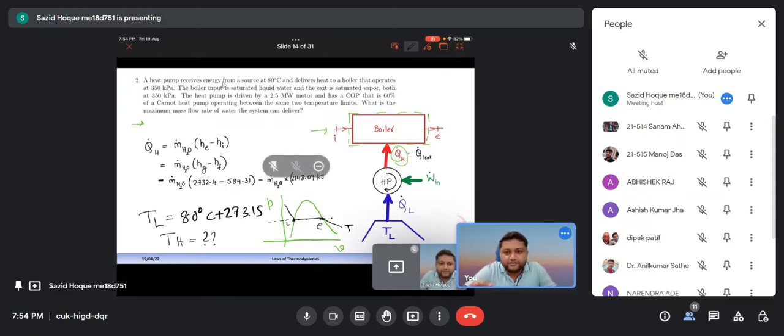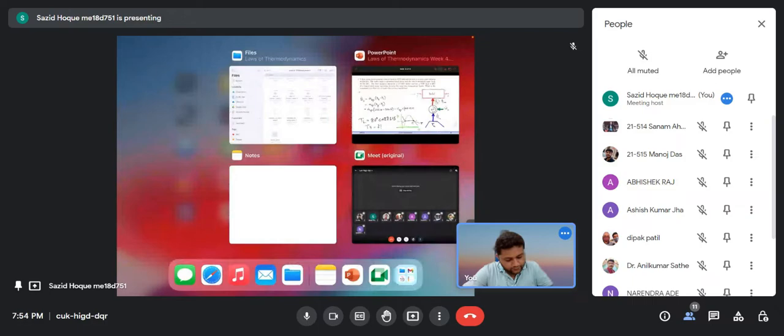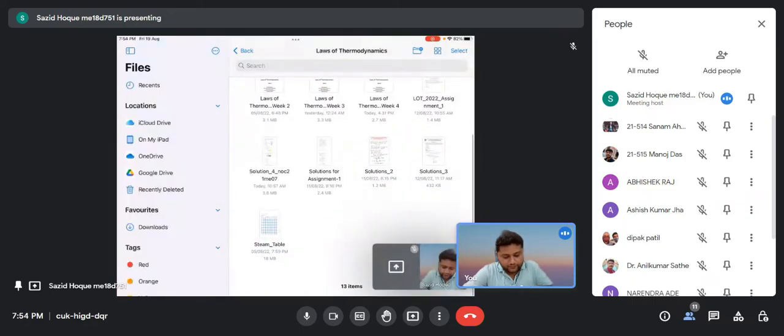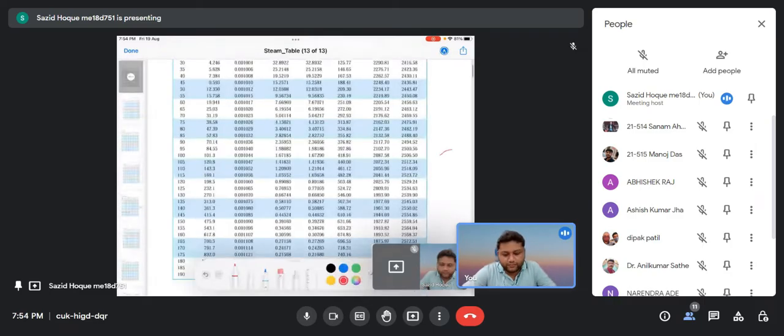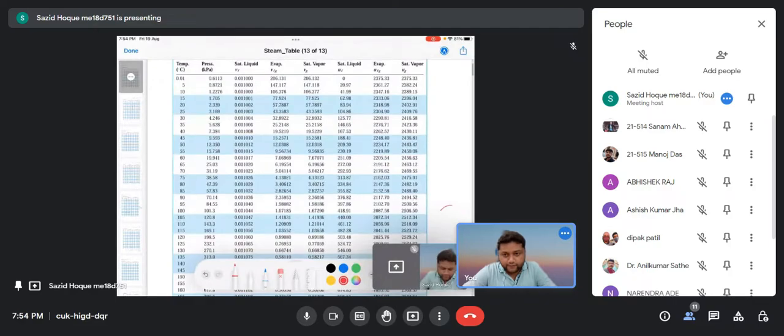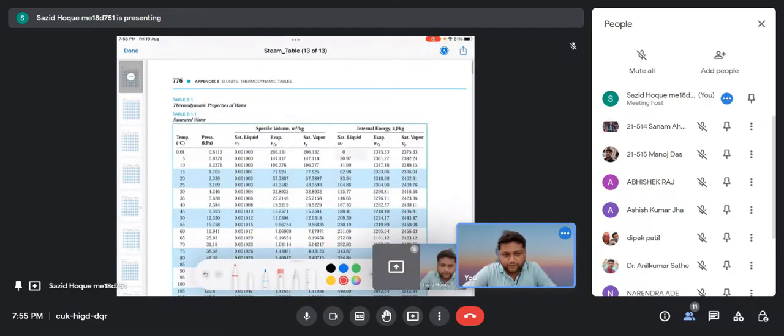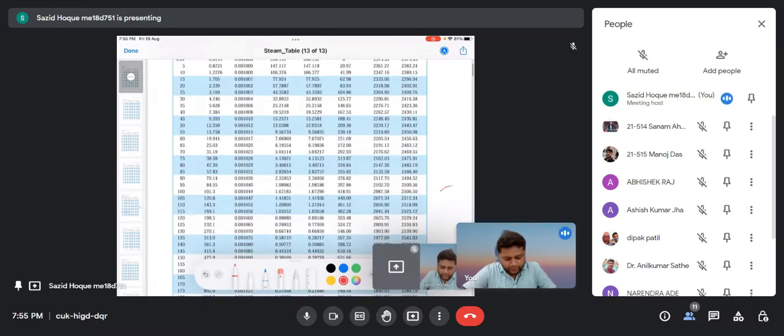The hint for TH is given as the boiler input is saturated liquid water and exit is saturated vapor. With this hint, we need to find out what the saturation temperature is at 350 kilopascal. For that, we have to go to the table. Are you able to see the table? Okay. So we have to go to the pressure one.